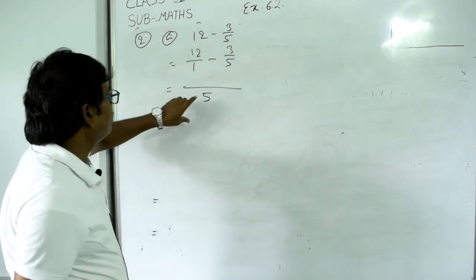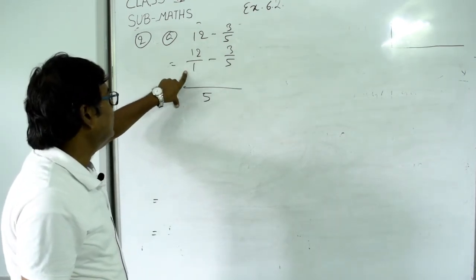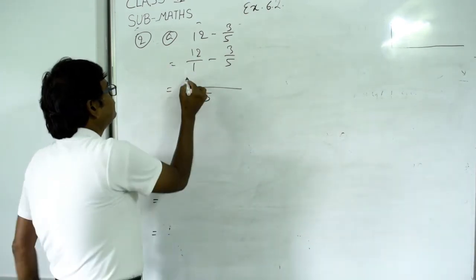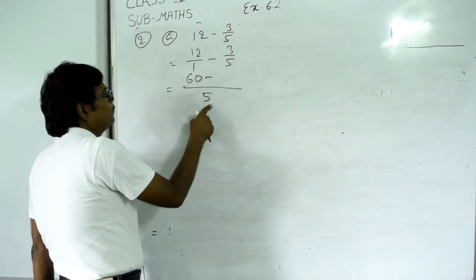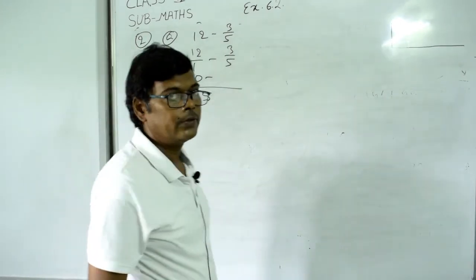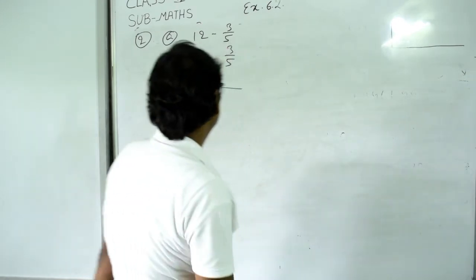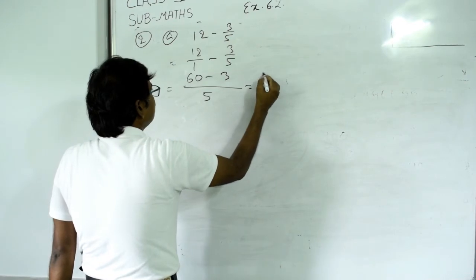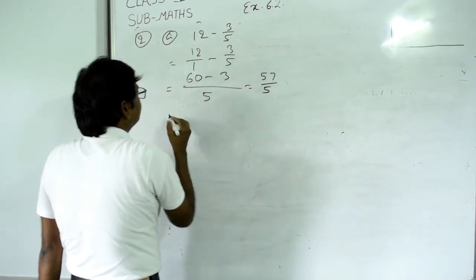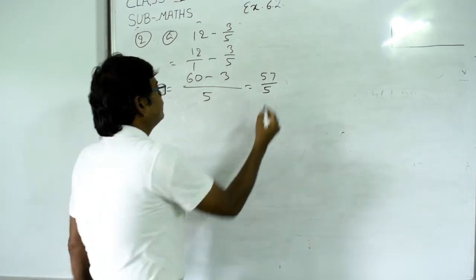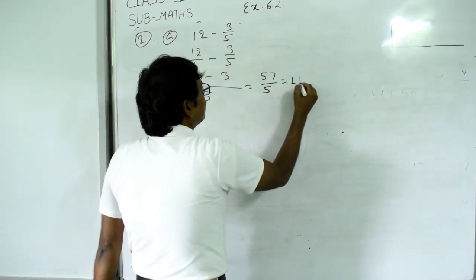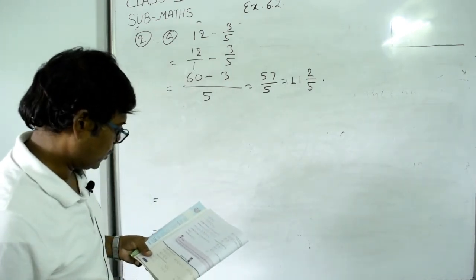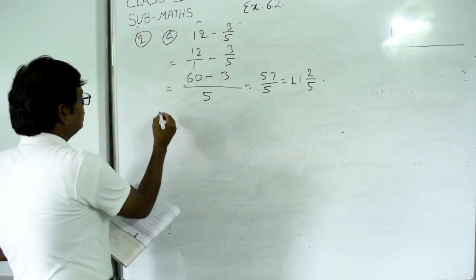Now what to do in this? Divide 5 by 1, so the answer will be 5. And then 5 into 12 will be 60 here. Then again divide this 5 by 5, which gives 1, and then multiply 1 by 3, so it becomes 3. Then 60 minus 3 equals 57 by 5. So this is the answer. In this way you can solve, and I will do one more question here, D.